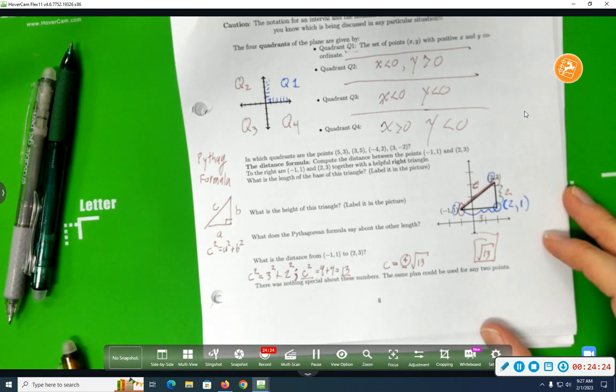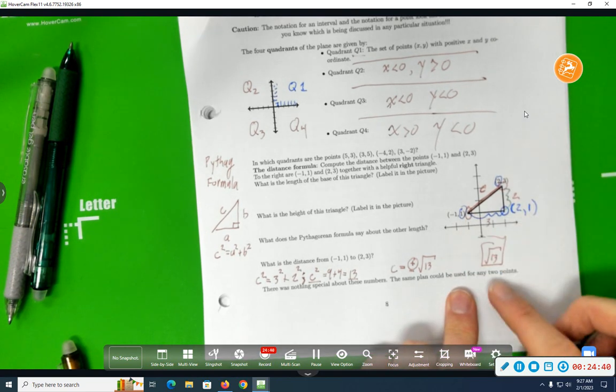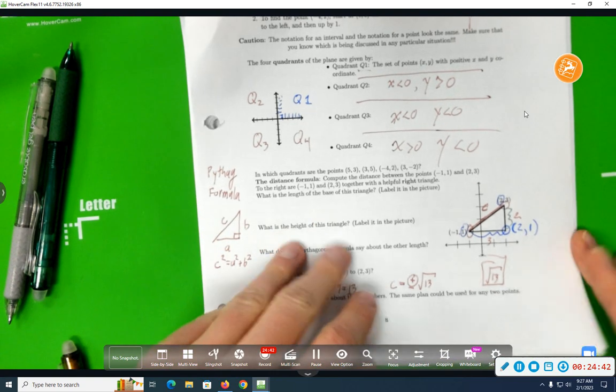So, was there anything special about these points that made this a procedural walk? No. In general, you could do this for any pair of points. And in fact, you could just get a formula. It looks like you'll always take the square of a base, the square of a height, and then take a square root. In general, following the distance formula.